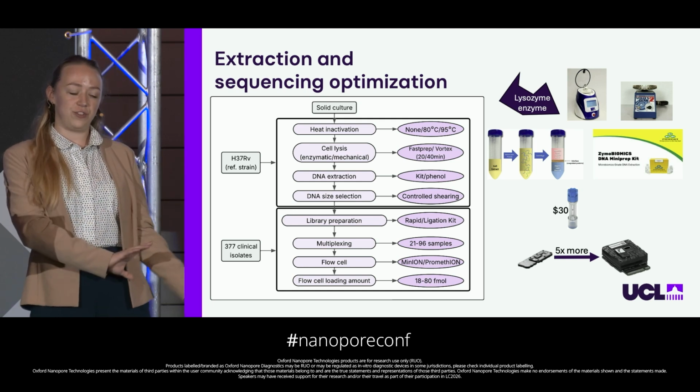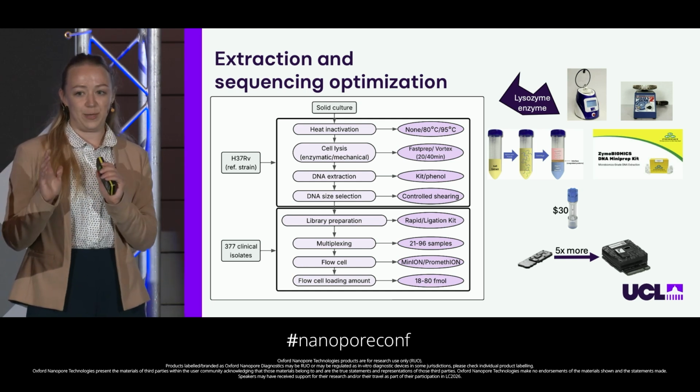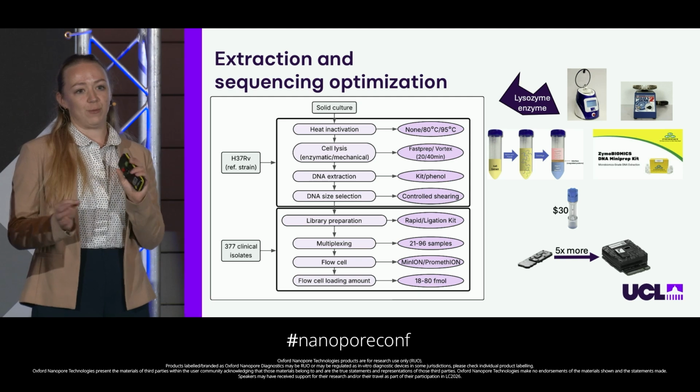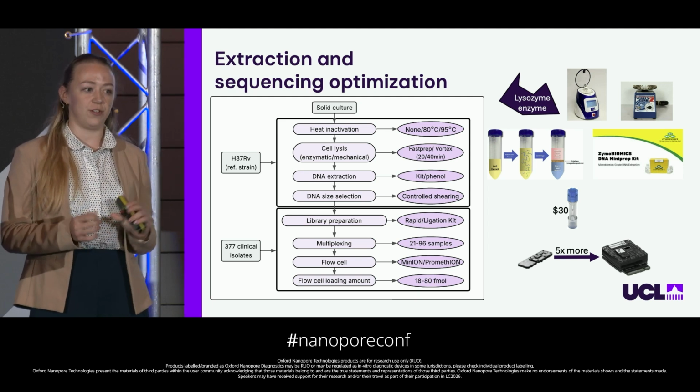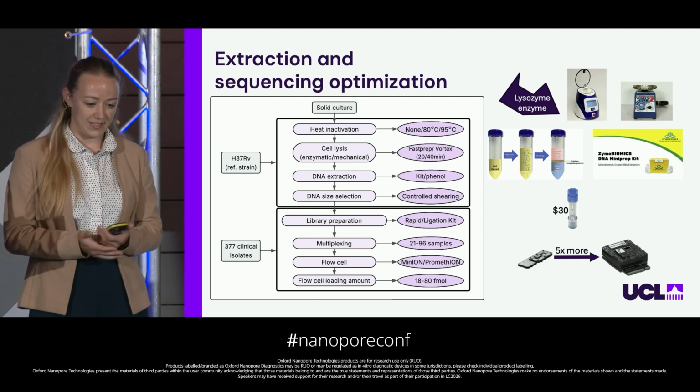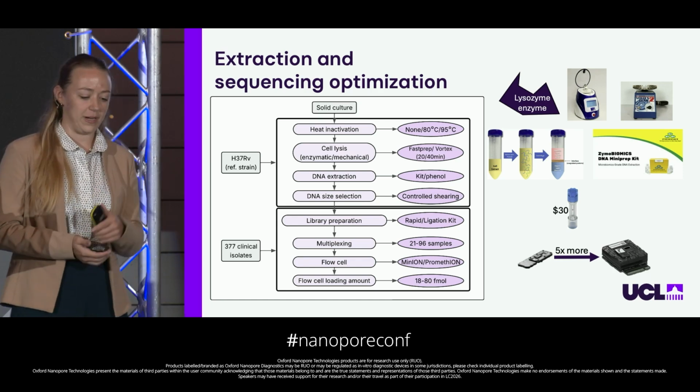Now, while I said we don't want too fragmented DNA, you also don't want it to be too long, because it can form secondary structures and these can block the pores. So you're looking for a kind of Goldilocks balance. But that's really expensive, so we'll come back to that.